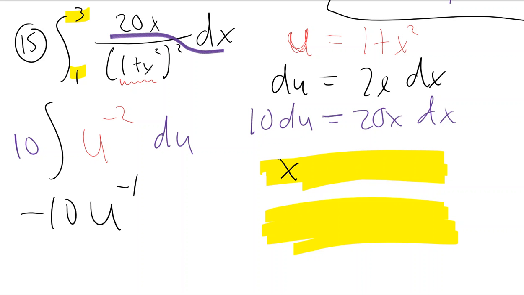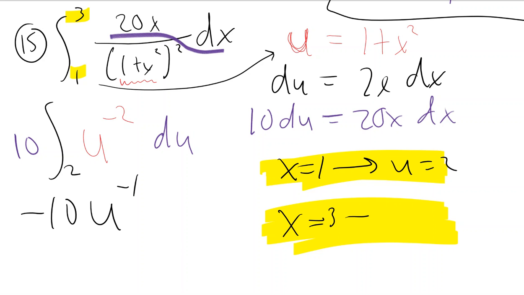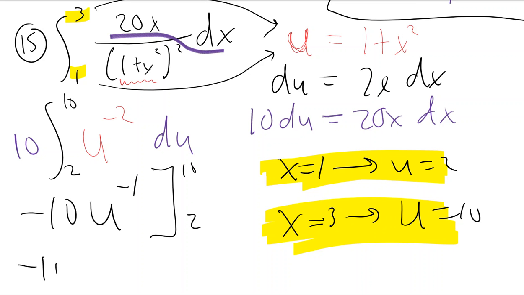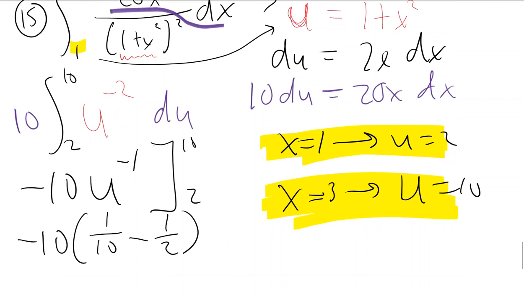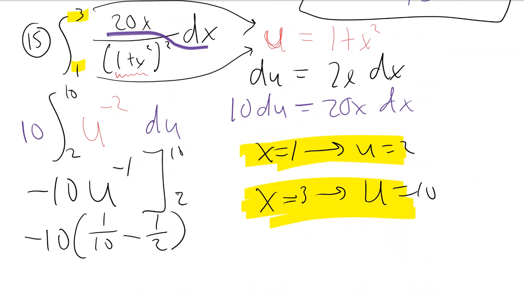So when x is 1, this bottom limit, plug that in up here. When x is 1, u is 2. When x is 3, u is 10. So do you see how I'm changing the bounds? Okay, so the first time you plug in a 10, the next time you plug in a 2, subtract those. Knowing how to evaluate with these numbers, this is the first fundamental theorem of calculus.